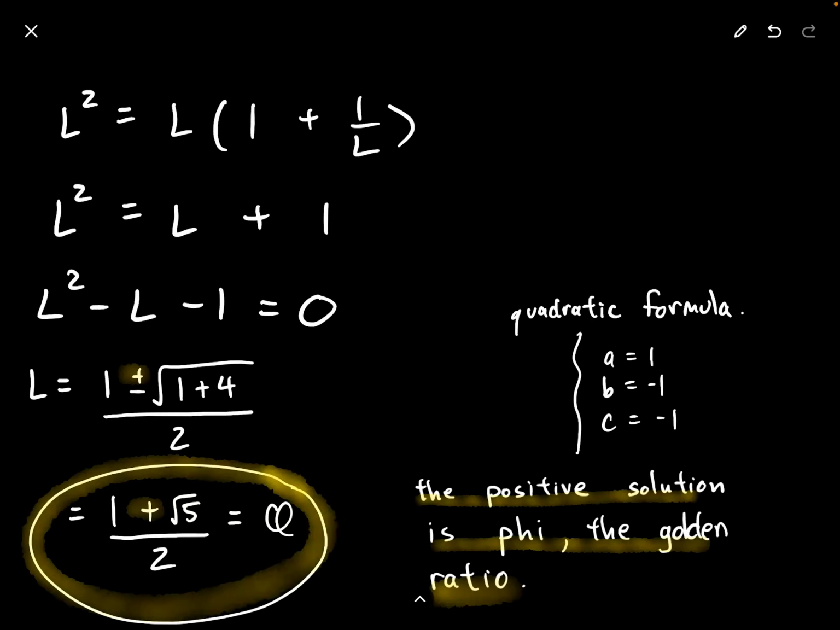In addition to appearing in nature, the golden ratio and the Fibonacci sequence are also used in computer algorithms, music, art, and architecture.